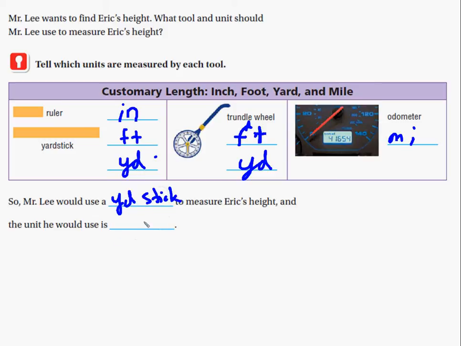And the unit he would use, well, we wouldn't use miles because that's way more than the height of a person. Yards are okay, but we usually don't describe our height in yards. Inches would be okay also, but again, we don't usually describe ourselves in inches. I'm 5'6". I don't say I'm 66 inches. We usually say feet, and then whatever leftover inches. So I would say feet. You would measure it in feet.